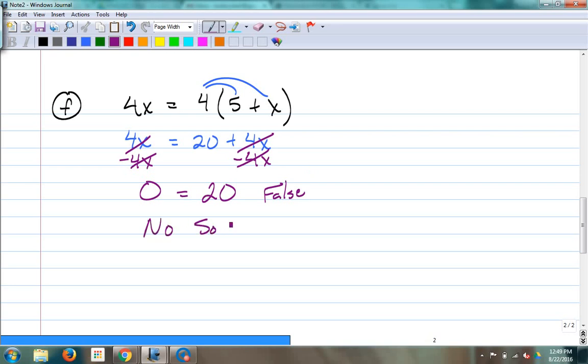That's exactly right. No solution on that. No solution, because 0 does not equal 20. That's why that's the case. No, you don't have to write false. I just put that in there to say, hey, this is a false statement, and that's why it's no solution. You don't have to write false. Just think that.